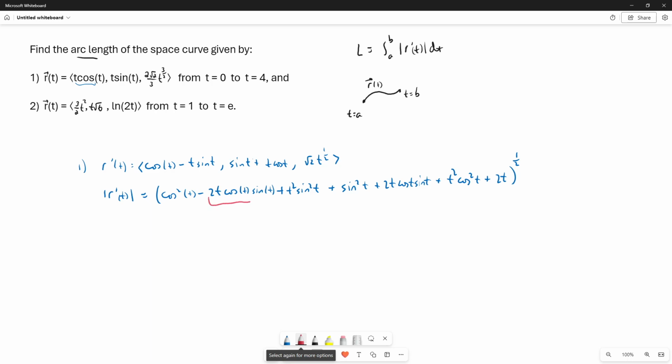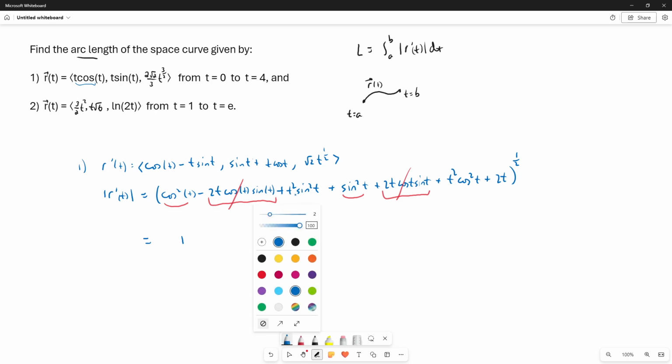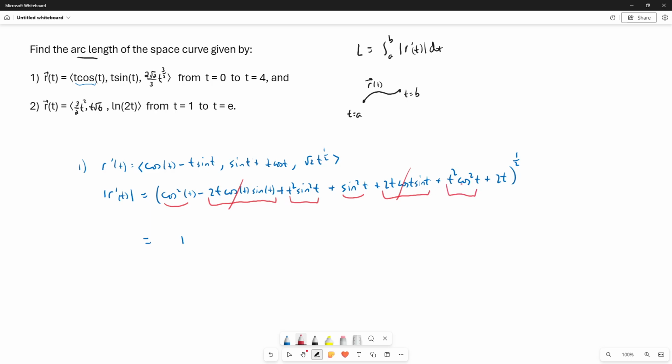First observation is that this term here and this term here are negatives. Next, I'm seeing a cosine squared plus a sine squared, so that's 1. And then I'm seeing a t squared sine squared t and a t squared cosine squared t. If we factor out t squared from those two, we get cosine squared plus sine squared, which is 1. So this is plus t squared. And then we have 2t plus 2t to the 1/2.